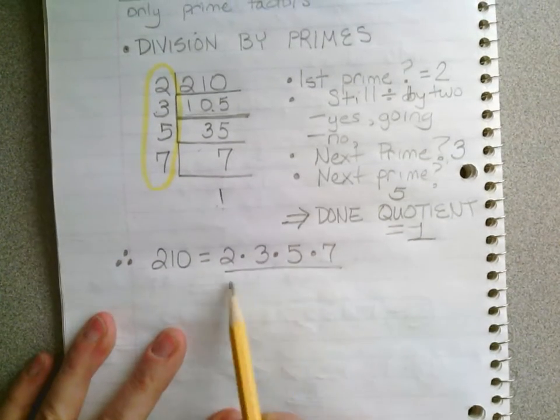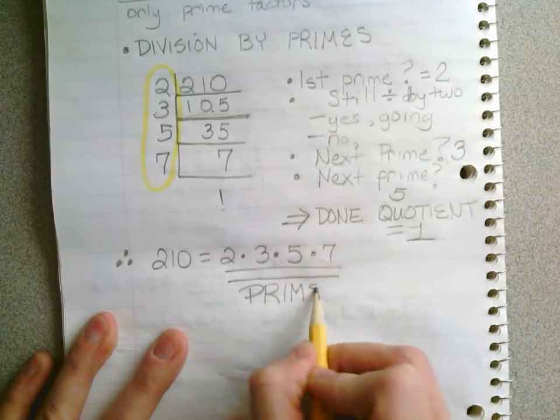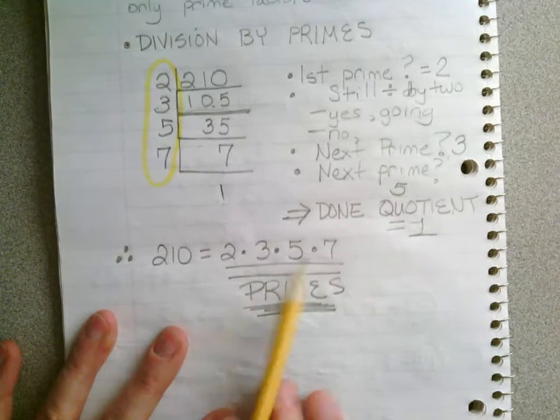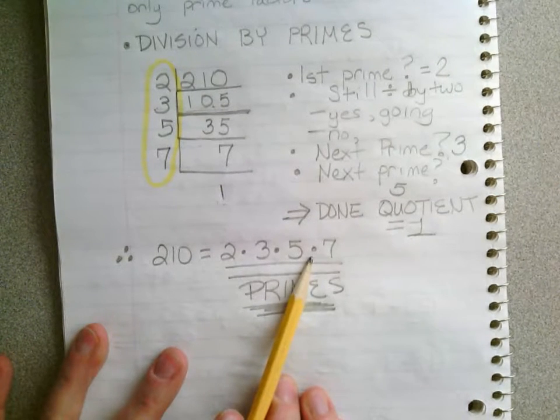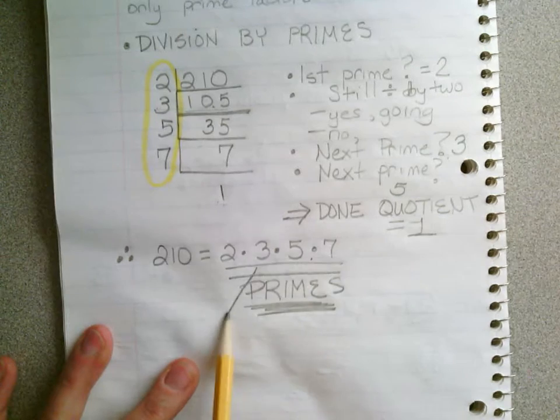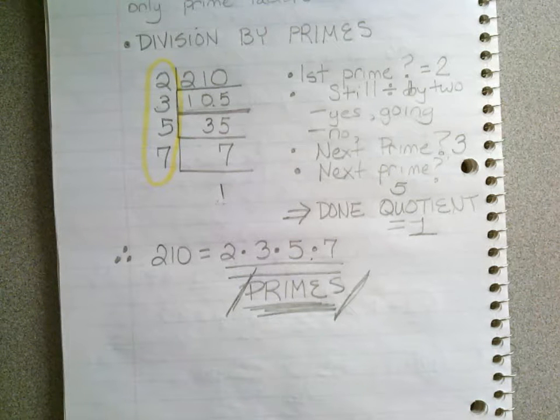In order to be correct, the factors must be primes. Some of you might say, well, wait a second, 6 times 35 is correct. And it is, but it's not primes. So that is not prime factors. Prime factors are only prime numbers. Only. By the way, is 210 a prime or a composite? Composite. Why? Because it has more than 2 factors.